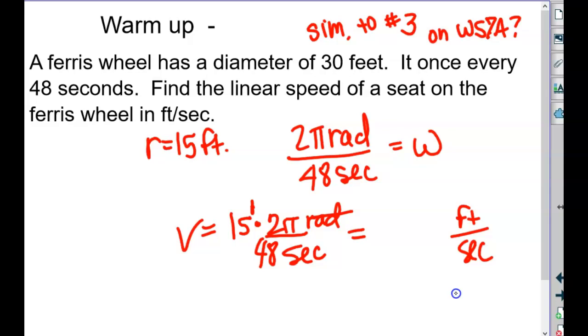15 times 2 pi divided by 48, that's 1.96, about 2 feet every second. Not super fast, right?